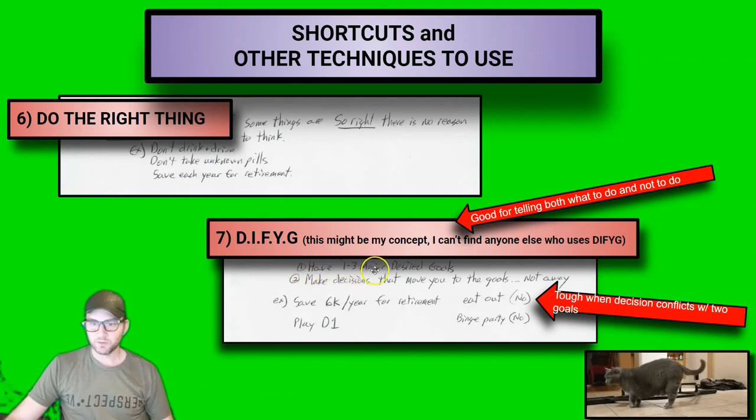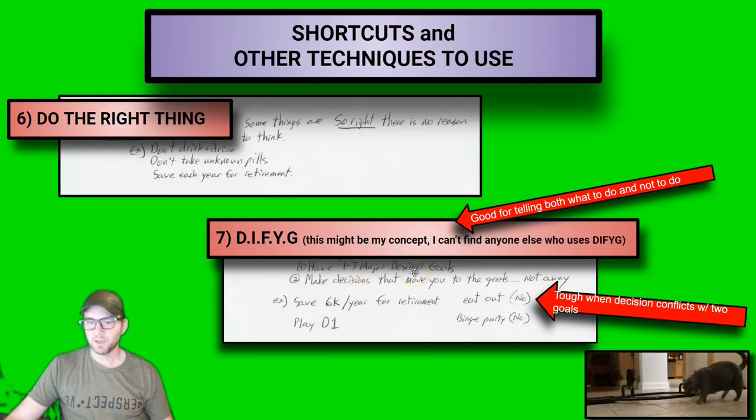First, have 1 to 3 major desired goals. I mean, figure out what you seriously want. Big goals. And then it can only be like 1 to 3. Well, maybe it can be more. I don't know, I haven't thought this through too much. I just know it works with 1 to 3 major goals. It might work with more. Once you have those goals, make decisions that move you closer to the goal, not away.